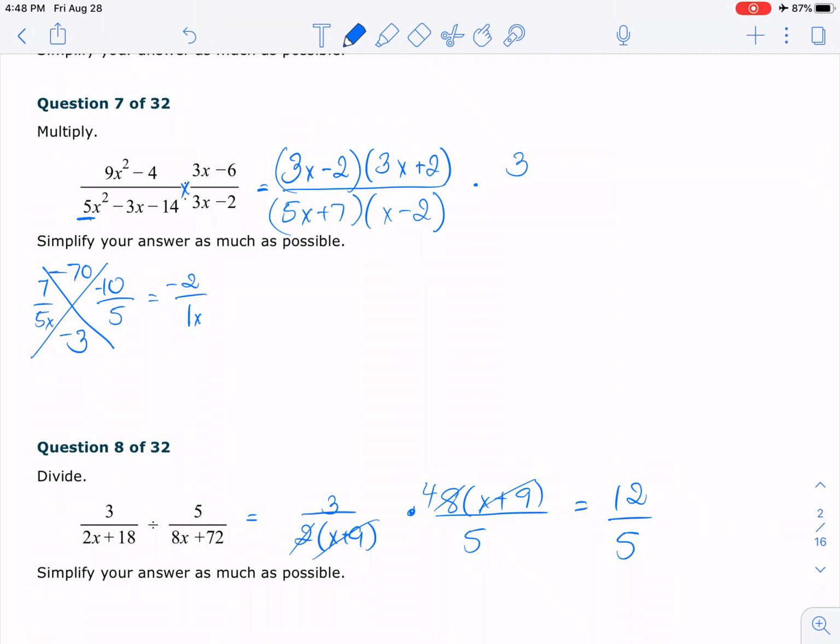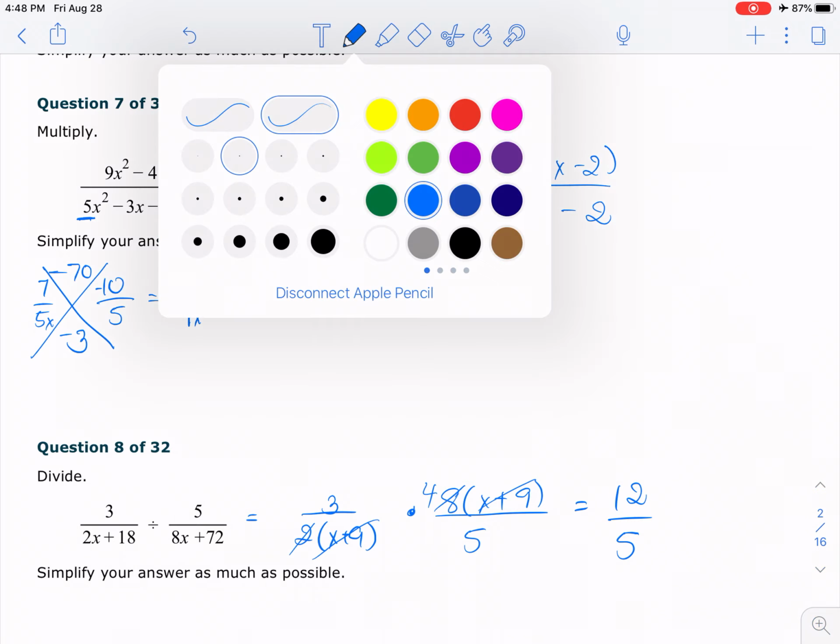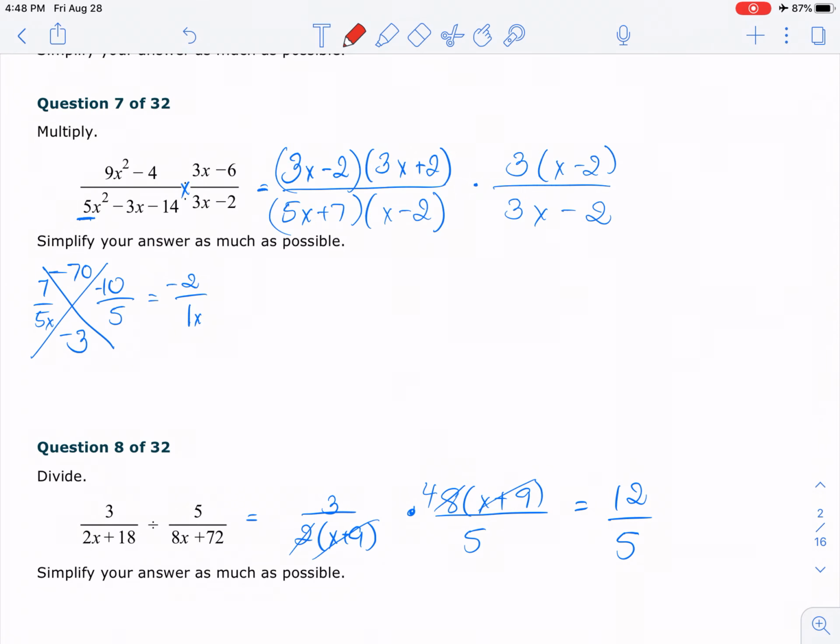Okay, so for this one, it's going to be 3x minus 2, and on the bottom, we have 3x minus 2. Okay, now I'm ready to simplify. So 3x minus 2, 3x minus 2, x minus 2, x minus 2. So we have 3x plus 2. Don't forget the number 3 in front. And then I have 5x plus 7. So that's going to be the final answer.